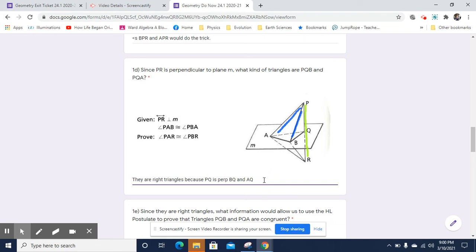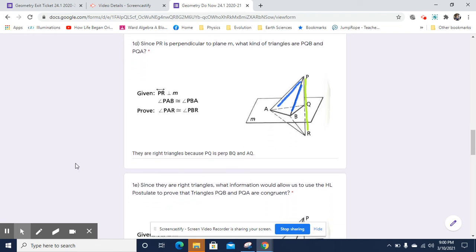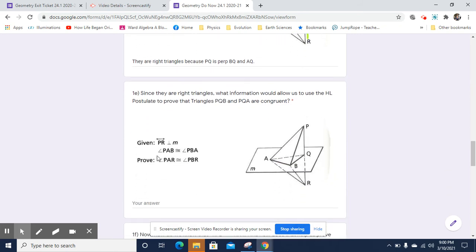All right, so that gets us a little closer. Since they are right triangles, then the hypotenuse leg idea comes into play. Not only is PR congruent to itself, but so is PQ. PQ is congruent to itself. And we know also that this side and this side are congruent. We know this is a right angle because those are both right triangles, since PR is perpendicular to BQ and AQ. Now the hypotenuse leg comes into play because these hypotenuses and this leg of these right triangles are congruent.